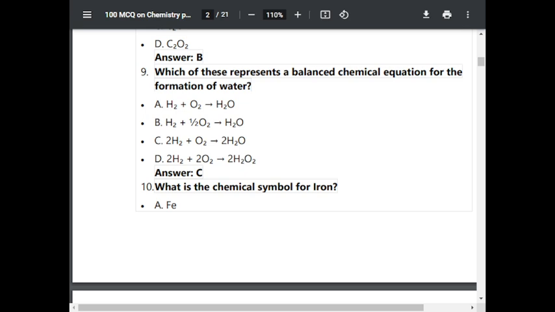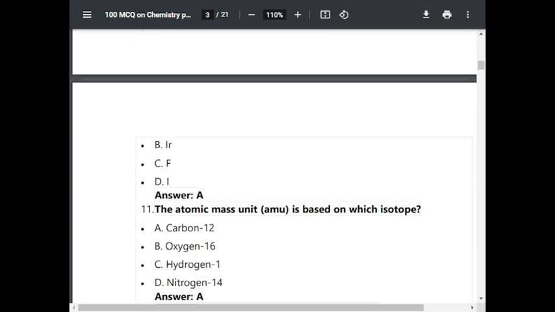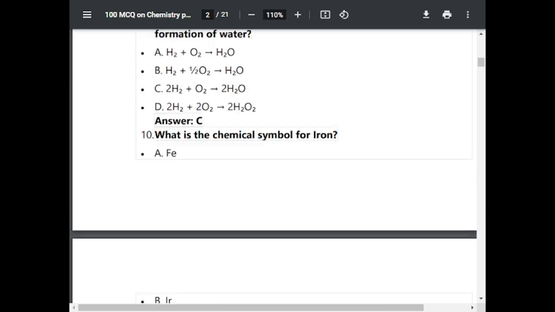Question number 10. What is the chemical symbol for iron? Option A Fe, option B Ir, option C F, option D I. The correct answer is A Fe. Fe is the chemical symbol of iron.